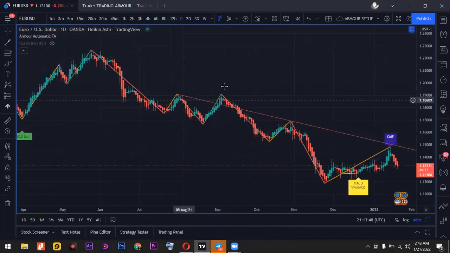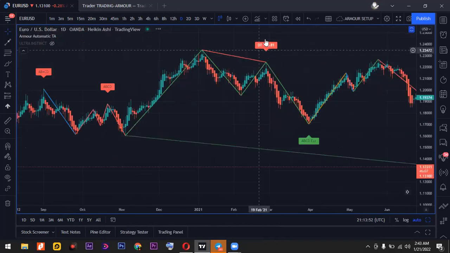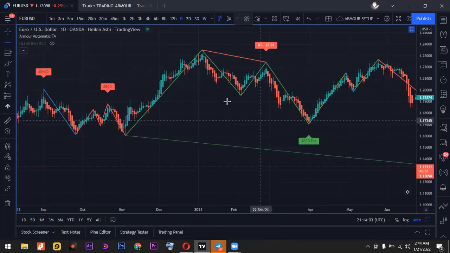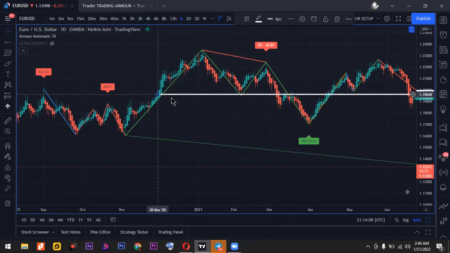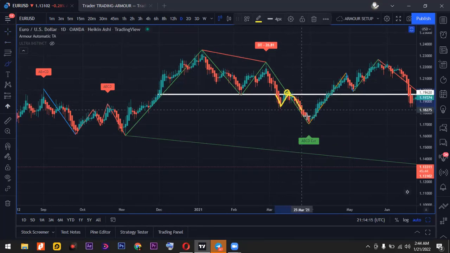Let me change the time frame here. Look, it is saying DT. DT means a double top. And when to enter on the double top? Here, look. Right here is a neckline. So it works like this. It breaks down, goes up, retests, and drops down.